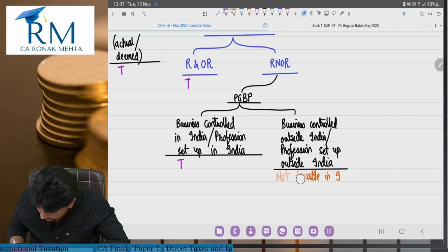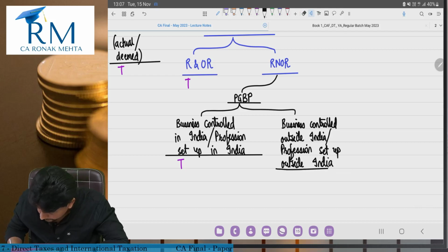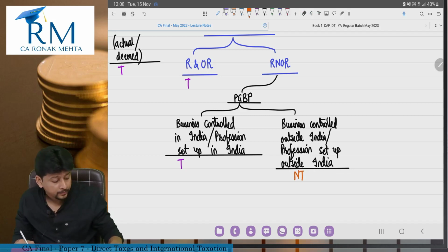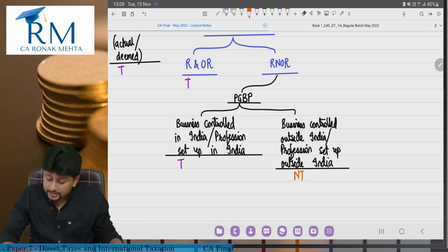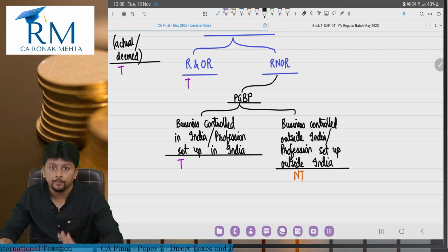Chalo, I'll define the short forms later on. Let me right now write it in a very concise way only so that we can do things effectively. This will be not taxable in India. And remember, the proviso is only talking about business wala income.